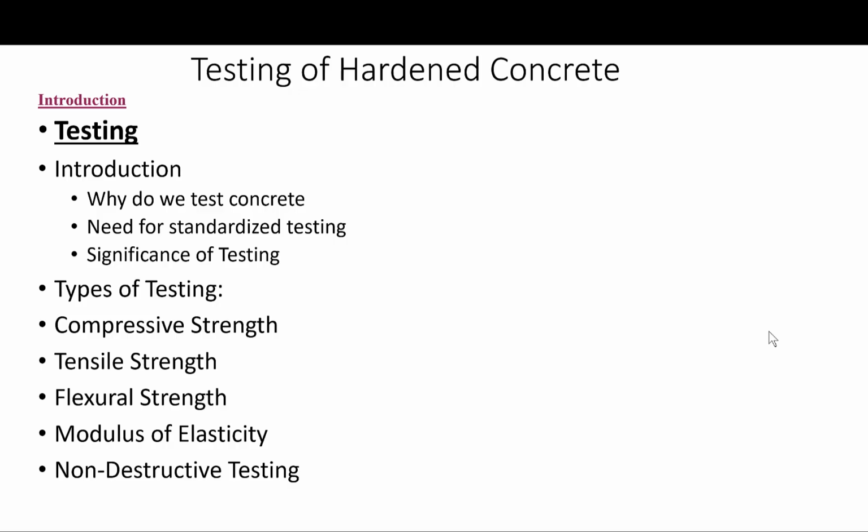So in this module we will discuss the following. Why do we test concrete? Why do we need standardized testing for concrete? The significance of testing, and we'll also talk about the various types of testing, namely the compressive strength, tensile strength, flexural strength, the modulus of elasticity, and we will also discuss some of the non-destructive testing methods, what they are and why they are used. Okay?